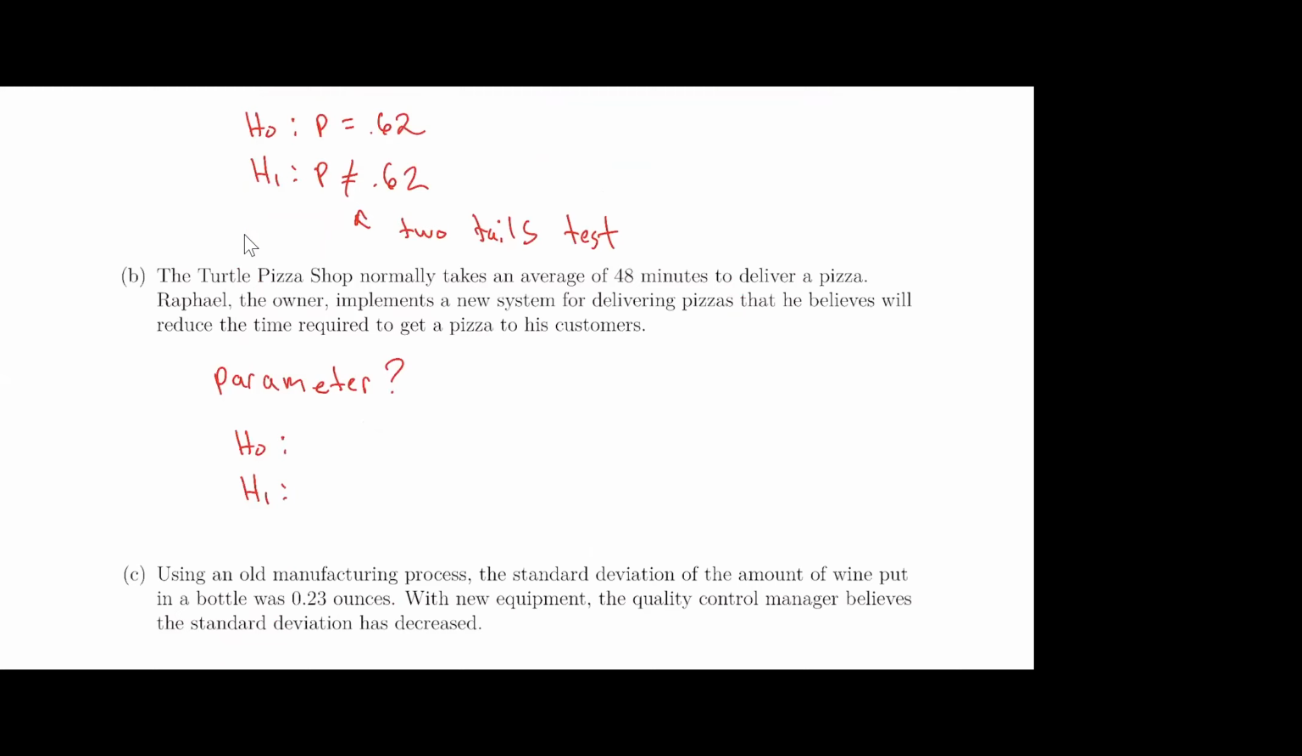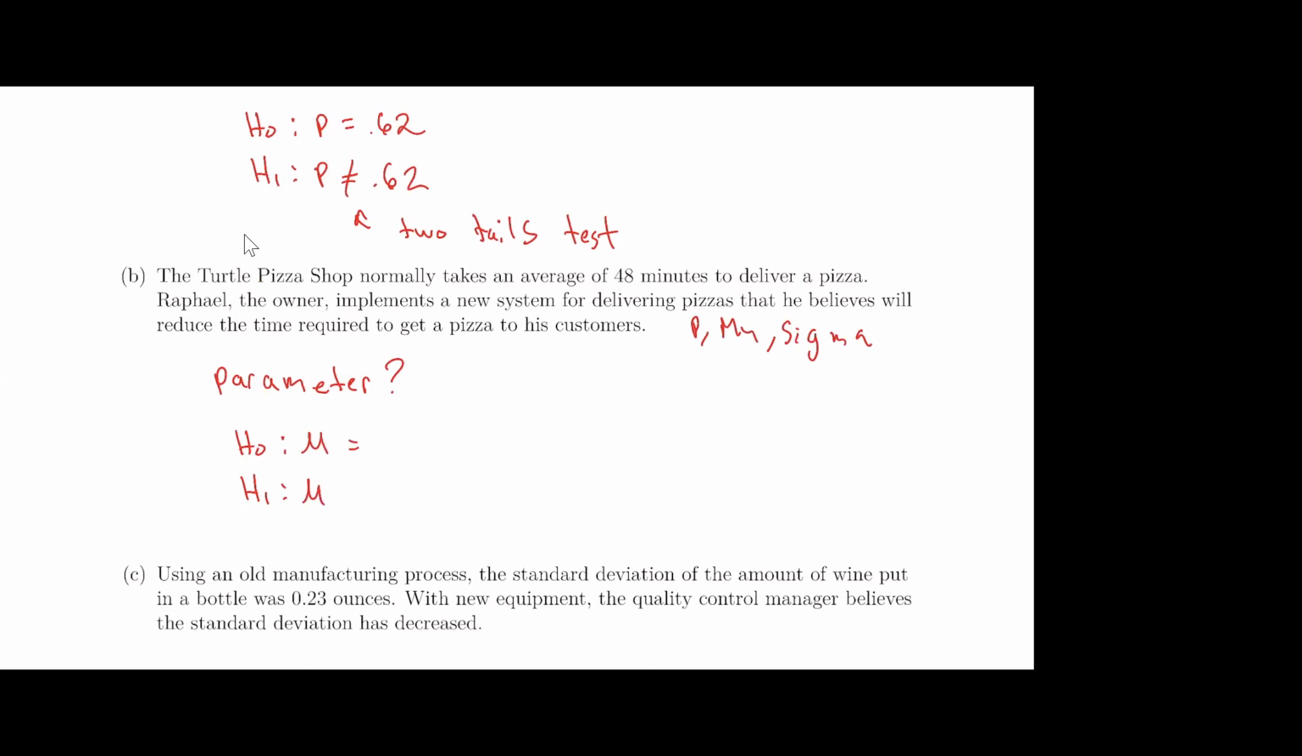For B, it says the Turtle Pizza Shop normally takes an average of 48 minutes to deliver a pizza. Rafael, the owner, implemented a new system for delivering pizza that he believed will reduce the time required to get a pizza to his customer. For this one, which parameter do you think we're testing? P, mu, or sigma? Not sigma.